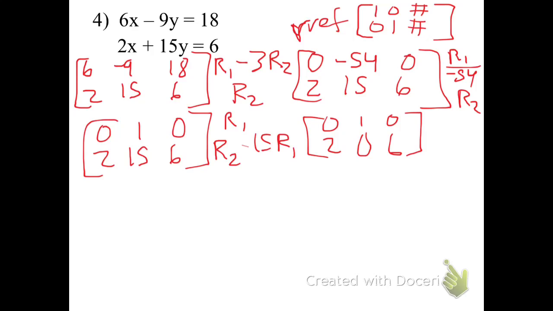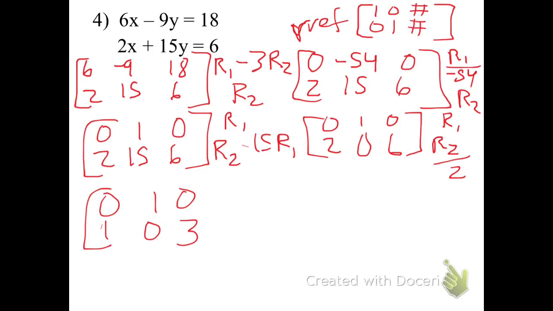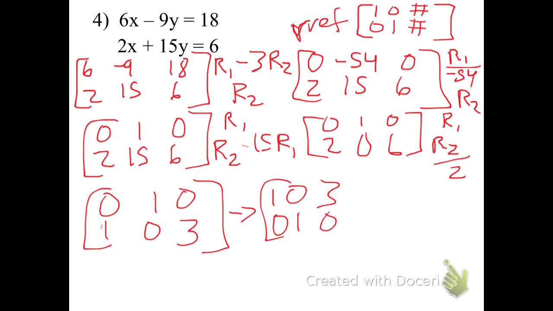Okay, we're almost done. We need to take row 2 and divide by 2. And row 1 is going to stay the same for now, to get 0, 1, 0, 1, 0, 3. Everything in the second row got divided by 2. And you can turn this upside down, like interchange the rows if you want to, but it's kind of just a technicality. But we do have reduced row echelon form.